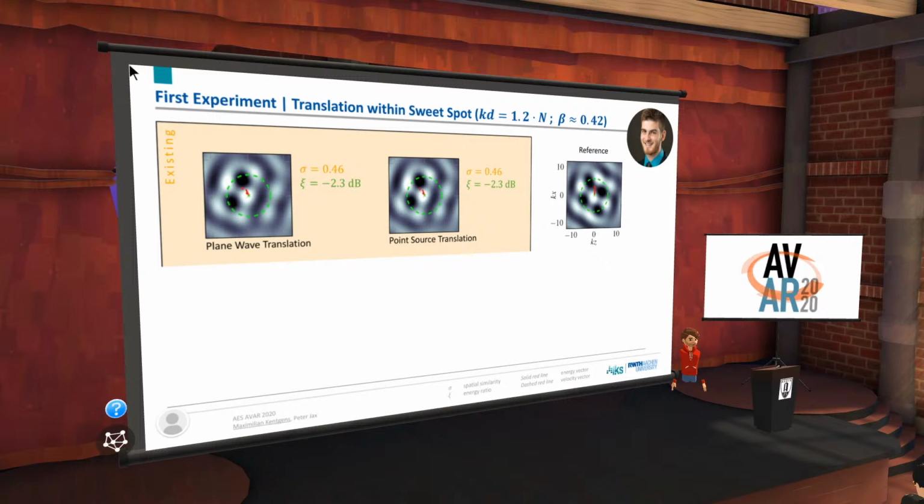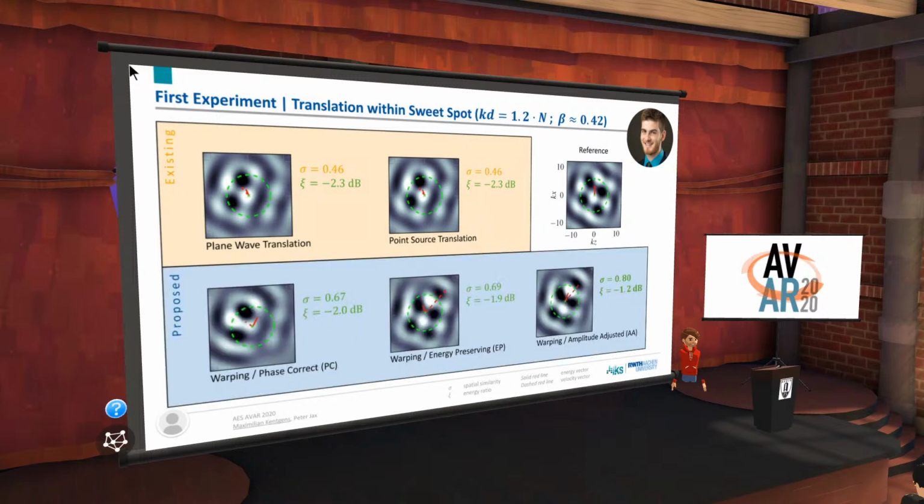So how does our novel approach compare with this? Have a look at the bottom left. This is the warping variant with phase correct equalization. And if you have a look at the sound fields themselves, they look very similar to the plane wave translation and the point source translation, especially in the left half of the sweet spot. But the spatial fidelity metric sigma is a bit better, and with a similar energy ratio psi.